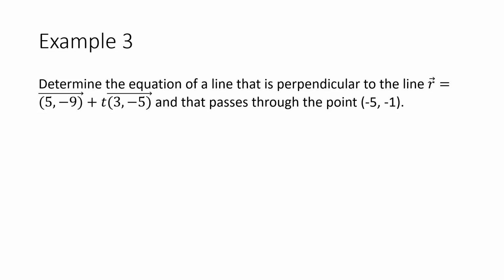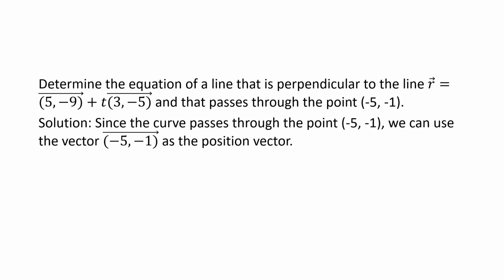Now let's do another one. Finally, we're going to use a different line. Suppose we see the line r equals 5, -9 plus t, 3, -5, and we want a line perpendicular to that, but that also passes through a point -5, -1. Well, since the curve passes through the point -5, -1, we can use the vector -5, -1 as the position vector.